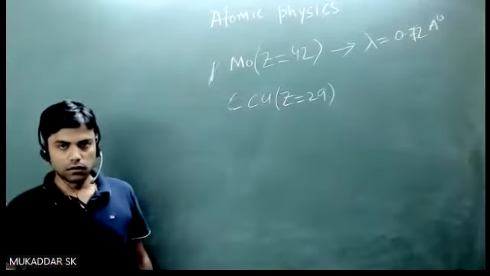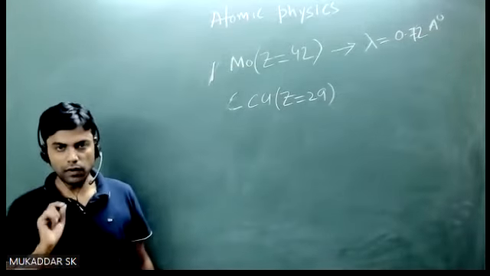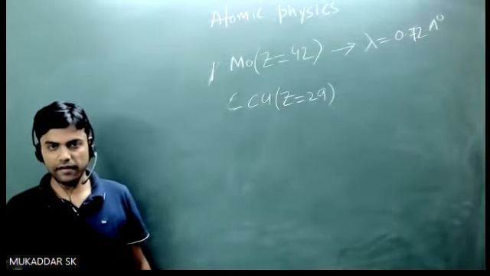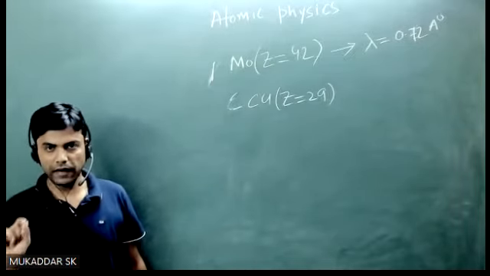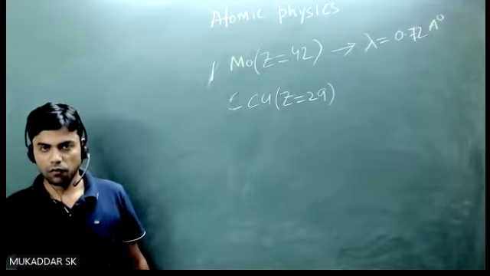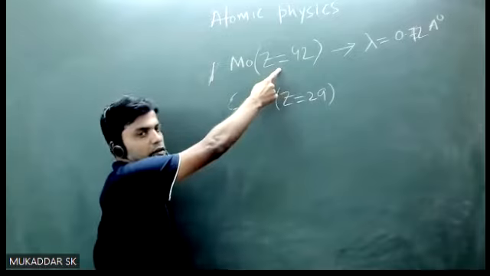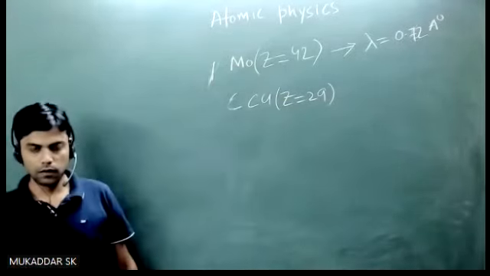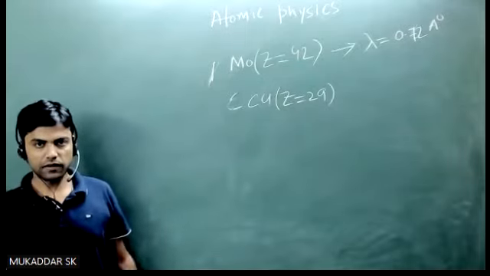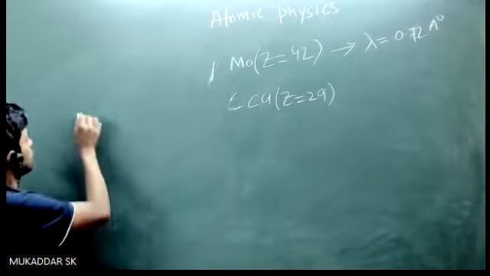So I'm repeating, the wavelength of K alpha X-ray of molybdenum target is 0.72 angstrom. Calculate the wavelength of K alpha X-ray for copper target, and the atomic number of molybdenum is Z equals 42. For copper it is 29. So you know K alpha, what is the meaning of K alpha, right? So let us solve this.